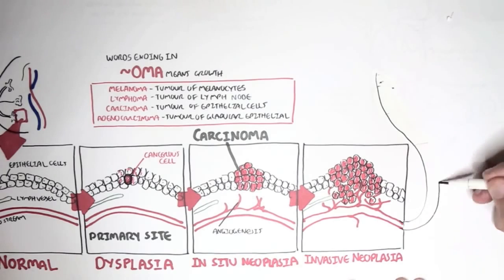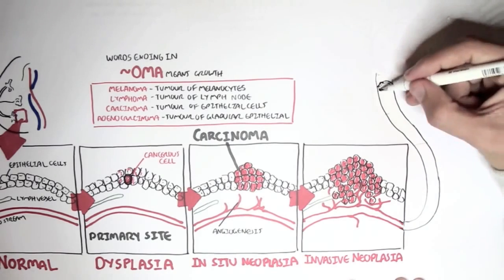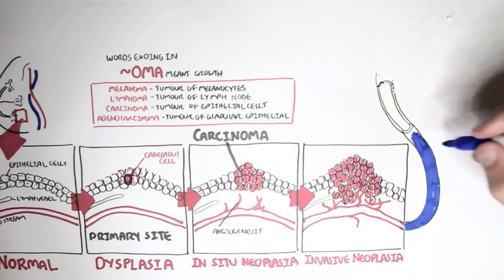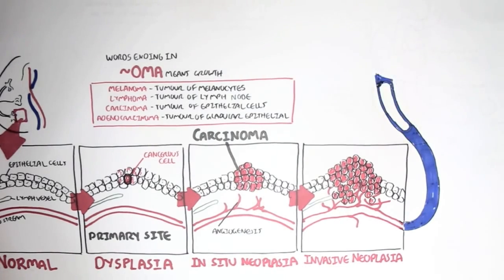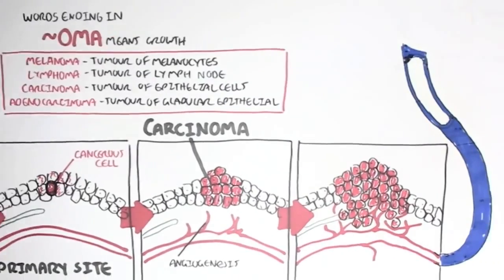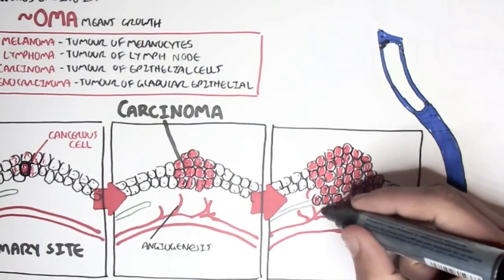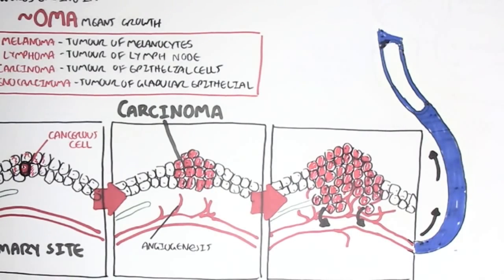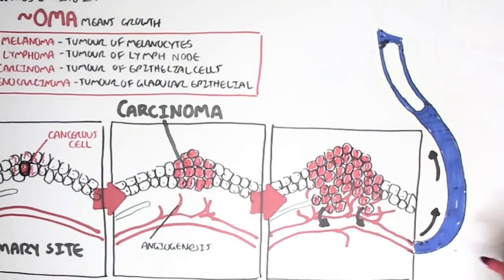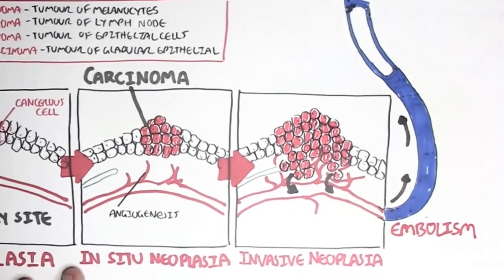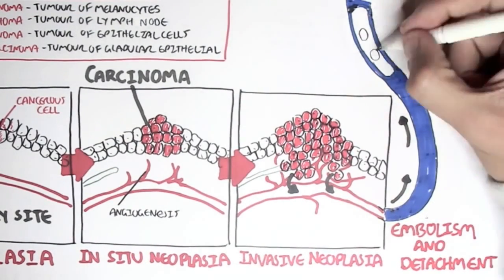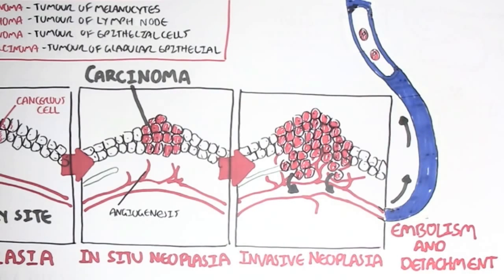So here I'm just drawing the blood supply in blue because it's a vein. It's just going to return to the heart. These cancer cells here will enter the blood supply and move towards the heart. So embolization and detachment of cancer cells occurs. These cancer cells will essentially enter the circulation.